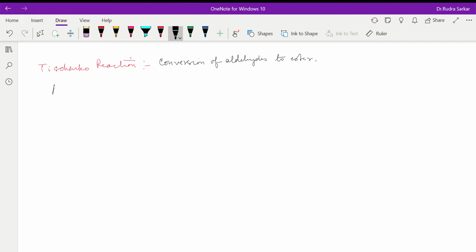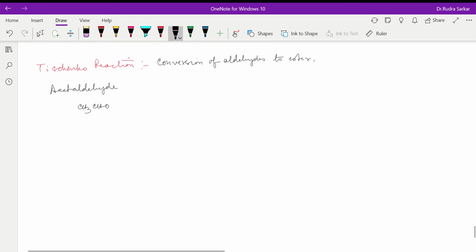So, suppose we are taking acetaldehyde, which is CH3CHO, that when treated with Al(OR)3 will lead to the formation of ethyl acetate, which is your ester, which is CH3COOCH2CH3. Here, two molecules of acetaldehyde are used.